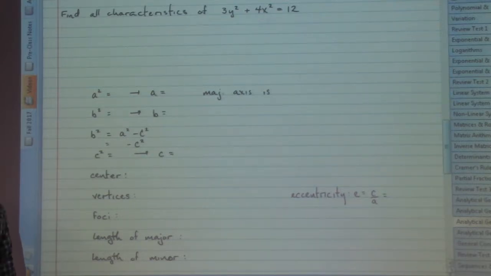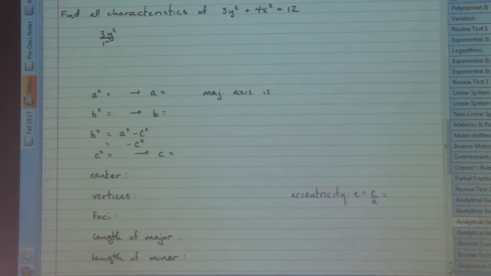The issue here is that we don't have the equals 1. Therefore, let us first try to get the equals 1 and see how things play out from there. In order to start getting the equals 1, we would need to take everything in our equation, oops, that's a 3y squared. We would need to take everything in our equation and divide by 12.